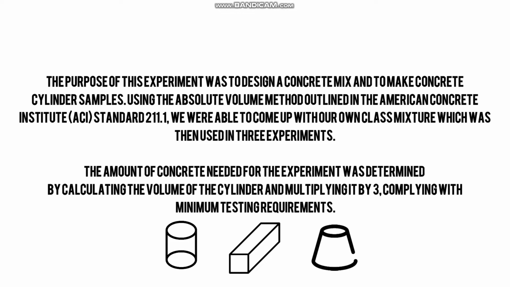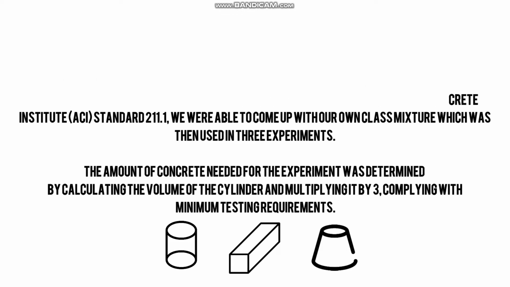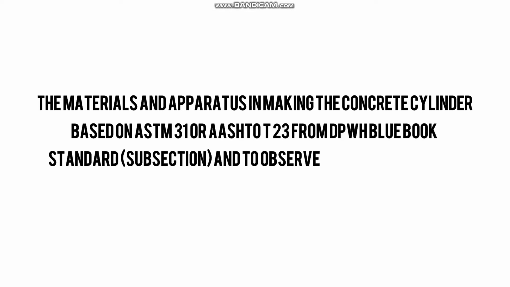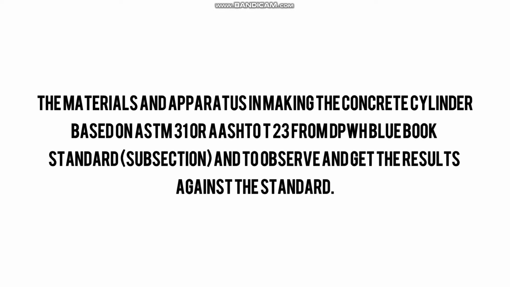The amount of concrete needed for the experiment was determined by calculating the volume of the cylinder and multiplying it by 3, complying with the minimum testing requirements. The materials and the apparatus in making the concrete cylinder are based on ASTM C31 or AASHTO T23 from the DPWH Blue Book standard, and to observe and get the results against the standard.